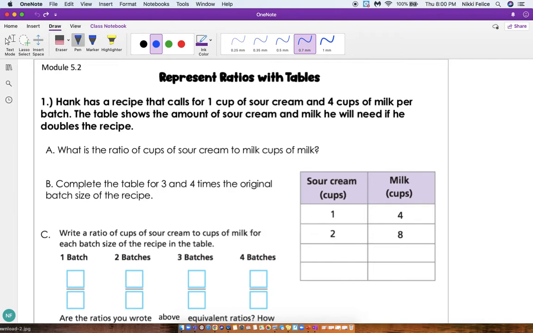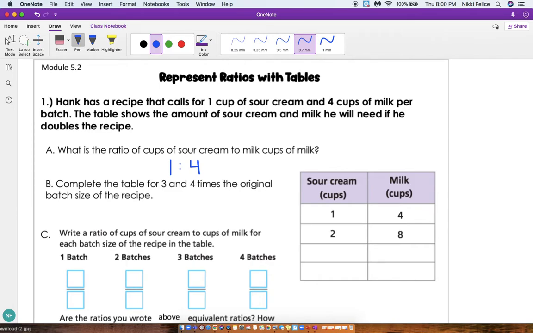So first off, let's answer the question, what is the ratio of cups of sour cream to cups of milk? Well, the recipe calls for 1 cup of sour cream and 4 cups of milk, so our ratio would be 1 to 4. Now we want to complete the table for 3 and 4 times the original batch size of the recipe.